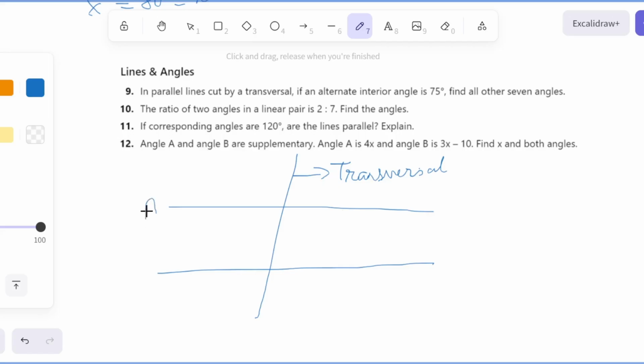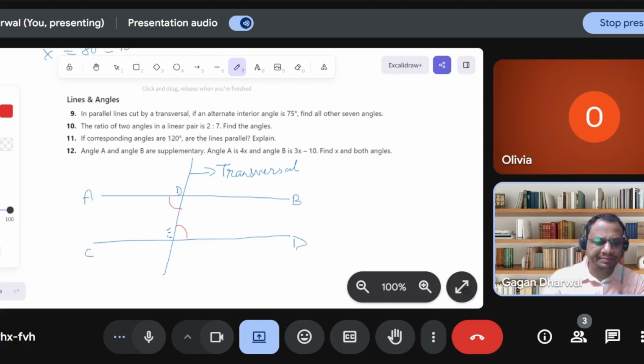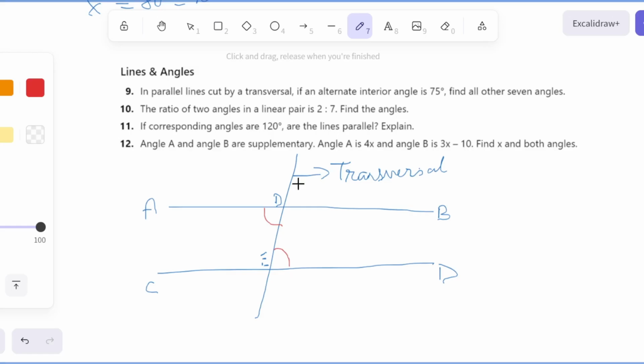These are parallel lines A, B, and C, D. And let this be D and E. So the angles which are formed inside the parallel lines, these angles which are formed inside the parallel lines, one are these, other one we can take these two. I'm taking it with different color. These are known as alternate interior angles.